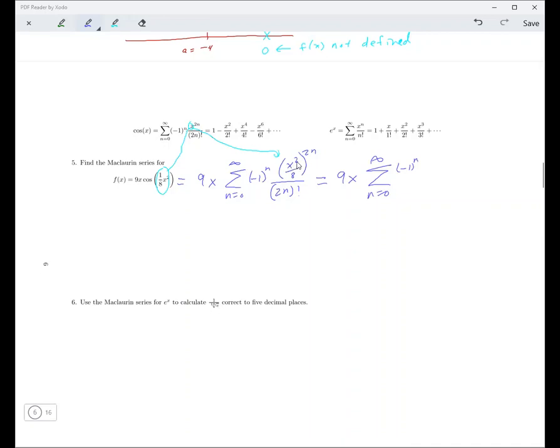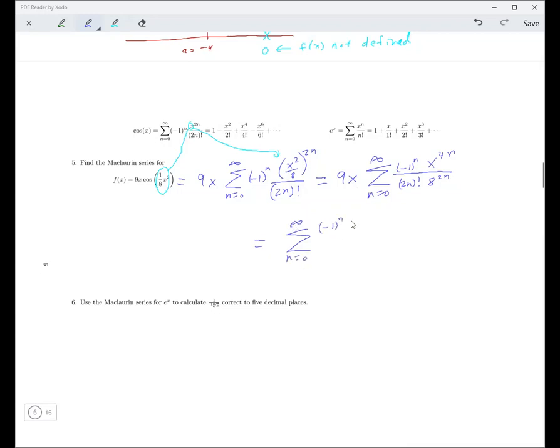Okay, x squared to the 2n, that's going to be x to the 4n. And then in the denominator, you're going to have this 2n factorial, but you're also going to have 8 to the 2n, like that. And then we're going to bring the 9 in. You got to take this 9x inside the summation.